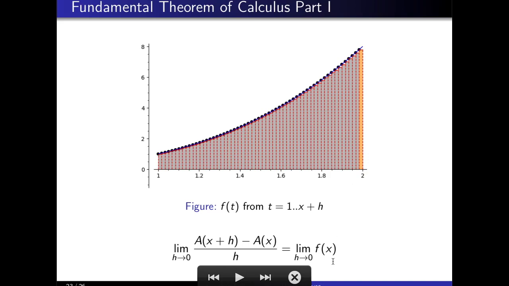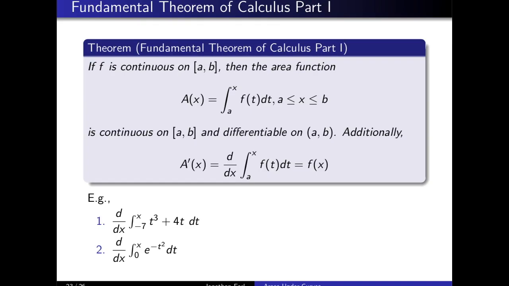When I do that, on the right-hand side there are no h's at all, so I just get f of x. But on the left-hand side, we have the limit definition of the derivative of the area function. Remember that 3 or 4 weeks ago, we said that A prime of x is given by the limit as h goes to 0 of A of x plus h minus A of x, all divided by h. And that leads us to what's called the fundamental theorem of calculus part 1.